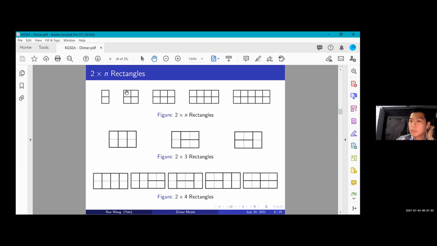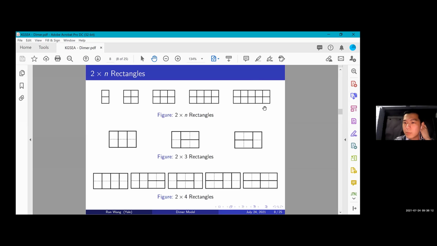After that, things get more complicated. When we have a 2 times 3 rectangle, we have 3 ways, as I show here. We can put 3 vertical ones, or 2 horizontals and 1 vertical, and the vertical one can be on the left or on the right. And then here are the 2 times 4 rectangles, and there are 5 of them. Does anyone want to guess how many ways we can tile a 2 times 5 rectangle?